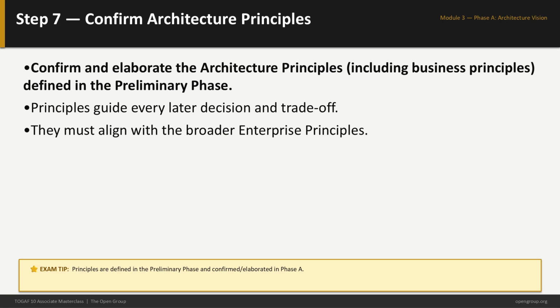Step 7. Confirm and elaborate the architecture principles, including any business principles. Again, note the verbs. The principles themselves were first defined back in the preliminary phase. In Phase A you confirm they still apply, and you elaborate them for this engagement. These principles then guide every later decision and trade-off you'll make through Phases B, C, and D. And they have to align with the broader enterprise principles sitting above them. The clean exam distinction is this: architecture principles are defined in the preliminary phase, and confirmed or elaborated in Phase A. Definition versus confirmation, 2 different phases.